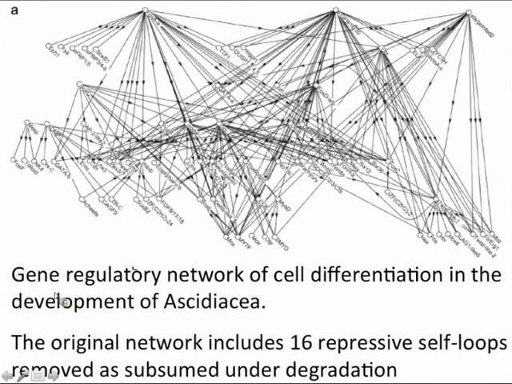Okay. So this is one of the examples that we will look at. This is the gene regulatory network of cell differentiation and the development of this organism. So basically, as it grows from an embryo into an organism, we've got the cell differentiation going on, and that will affect the regulatory stuff. The original network did include 16 repressive self loops. I don't know where they are, so I'll just draw one here. But we want to simplify the network as much as possible. So one of the things that we're going to do is get rid of the self loops.